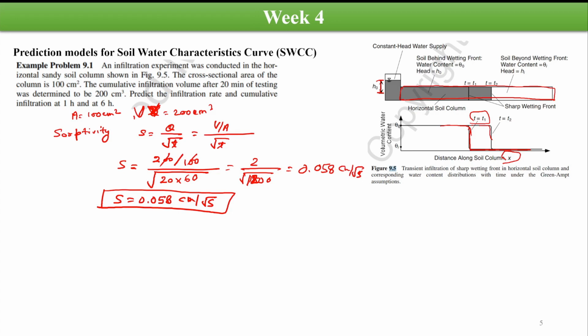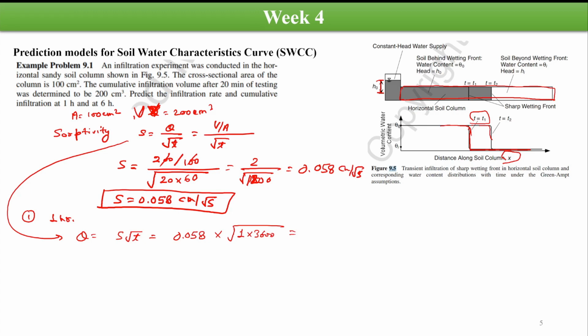Okay. So now we can calculate the value of total infiltration as well as the rate of infiltration. Let's say for number one, for 1 hour, from this formula we can write the total infiltration Q equal to S square root of t. S is 0.058 centimeter per square root second, and then we'll multiply it with the square root of time. 1 hour is 3600 seconds. If we calculate it, we'll get 3.48 centimeter of infiltration have occurred. If we multiply it by area, we'll get the infiltration in centimeter cube.